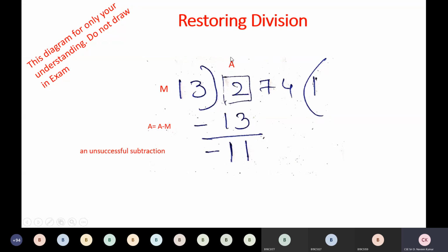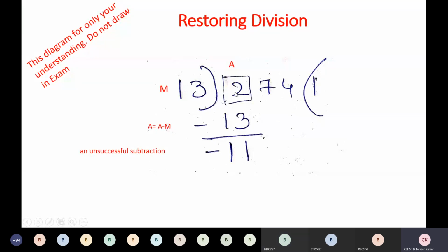So there are 2 types of division the computer does. One we call restoring division. The other one is non-restoring. First one is restoring. Next we will learn non-restoring. So first we look at what this restoring division, what restoring exactly means. Here you can see the dividend we have is 274. Next we have the divisor, 13. It needs to divide.